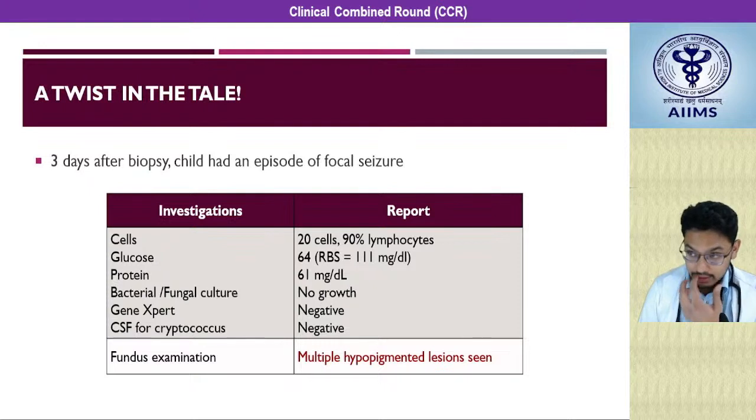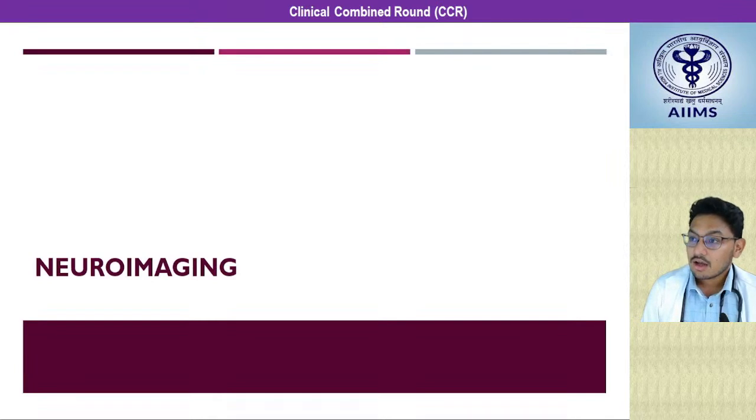So we investigated with a CSF analysis and neuroimaging. CSF analysis revealed 20 cells with a lymphocytic predominance, although the glucose and protein were normal. Cultures, GeneXpert and test for cryptococcus were also negative. Fundus examination revealed multiple hypopigmented lesions. For the neuroimaging, Dr. Rashmi will be discussing the neuroimaging aspects.